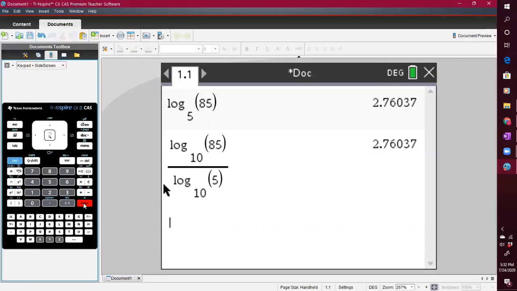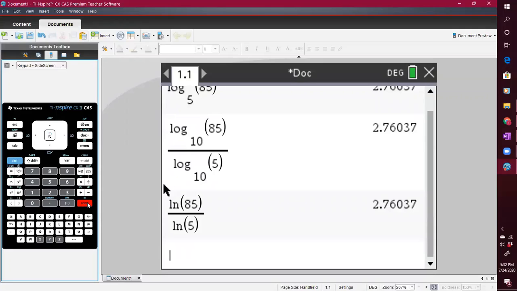And you will see we actually get the same number. And if we do this one more time and replace the common log with the natural log of 85 divided by the natural log of 5, once again, we get 2.76.